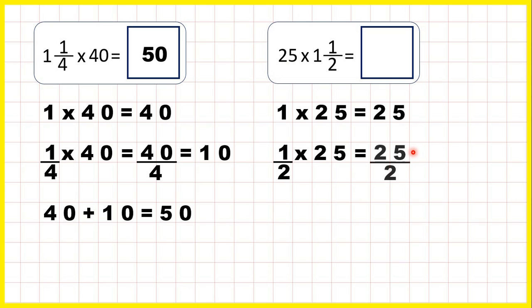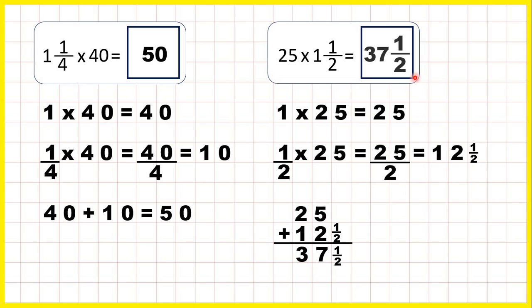1 times 25 is 25, the denominator stays the same, so we have 25/2, which we can change back into a mixed number by dividing. That's 12, remainder 1, the denominator stays the same, so half of 25, or 1/2 times 25, is 12 1/2. So now we're just adding up our answers. That's 25 plus 12 1/2, the fraction part stays the same, 25 plus 12 is 37, so our answer is 37 1/2.